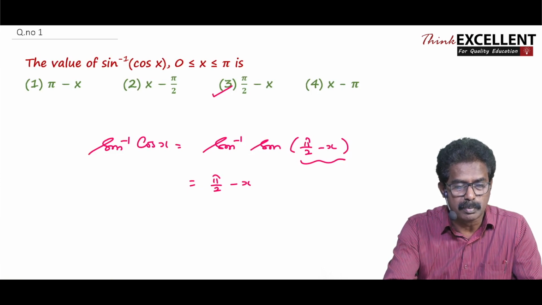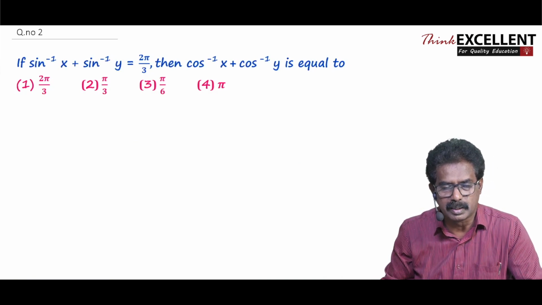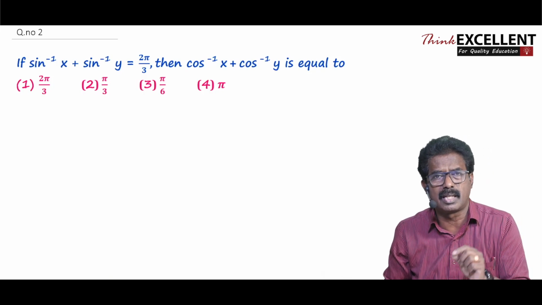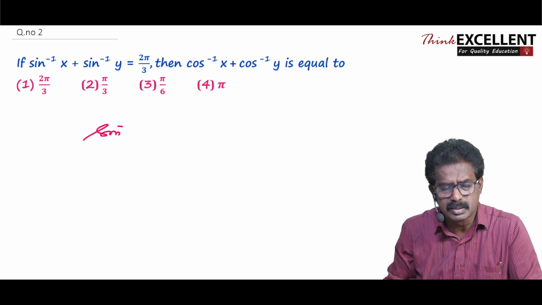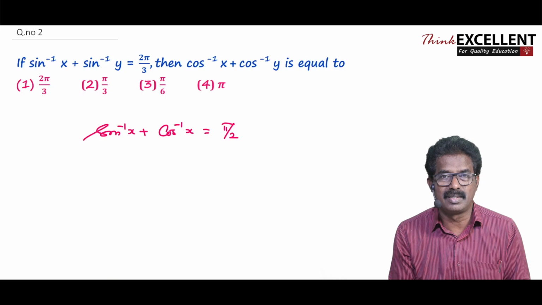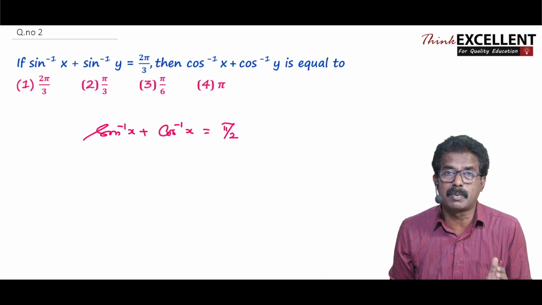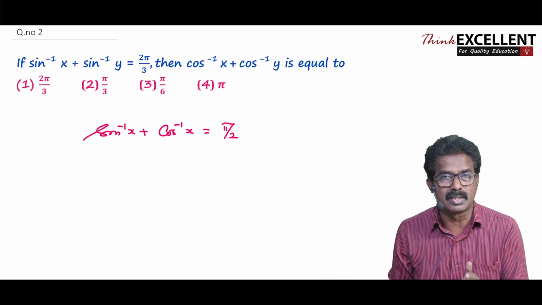Now question number 2: sine inverse x plus sine inverse y equals 2 pi by 3. Then find cos inverse x plus cos inverse y. Please listen, I already said you should learn all the properties. What are the properties? Sine inverse x plus cos inverse x equals pi by 2. Like this you can write 3 results: sine inverse x plus cos inverse x is pi by 2, tan inverse x plus cot inverse x is pi by 2, secant inverse x plus cosecant inverse x is also pi by 2.